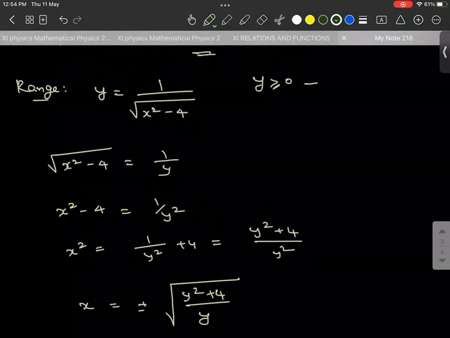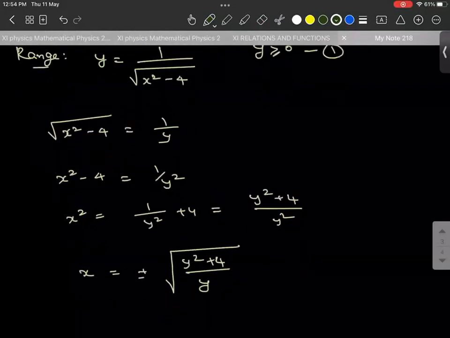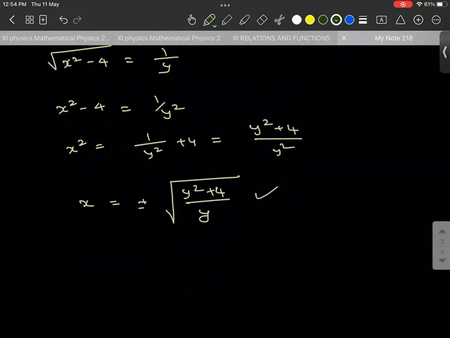First, I wrote y greater than or equal to 0. First thing to be kept in your mind. Second thing is, from this I need to find the values of y for which x is defined. When will x be defined? Square root is not there only for the numerator; it is there for the denominator also. The whole square root should be a positive value, meaning y square plus 4 by y should be a positive number. Accepted?